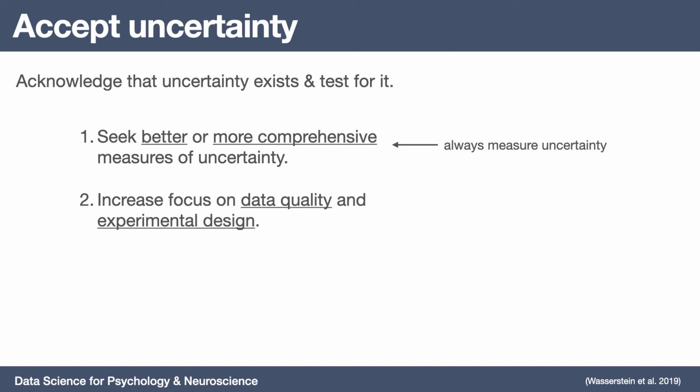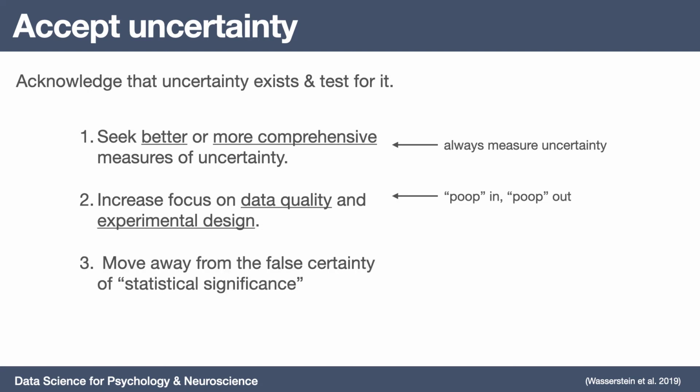You want to decrease focus on data quality and experimental design. This is the adage, poop in, poop out, for a particular statistic. If you have poor quality data that goes into a test statistic that returns a p-value, well, that means that you're going to have a poor utility for that p-value. So think carefully about the nature and the quality of the data itself, and the experimental design that went into generating the data, when interpreting whether or not an individual p-value is greater than or less than 0.05.